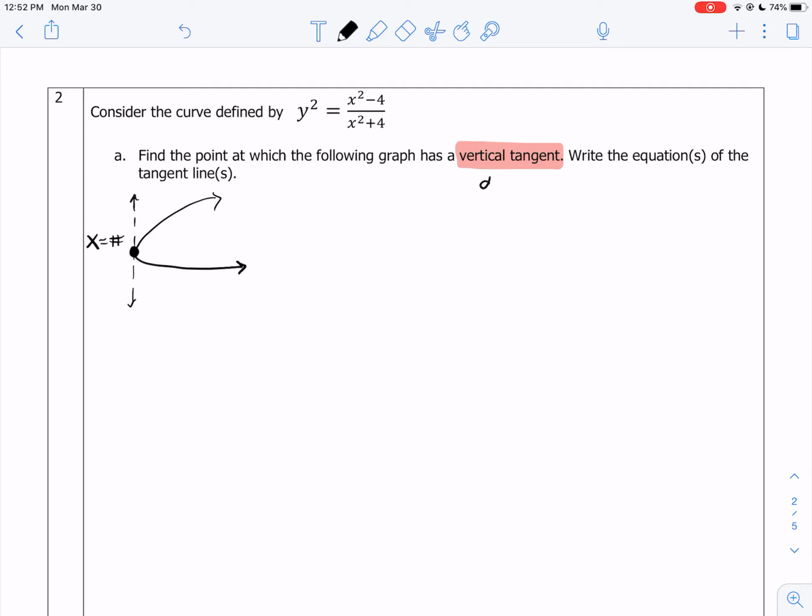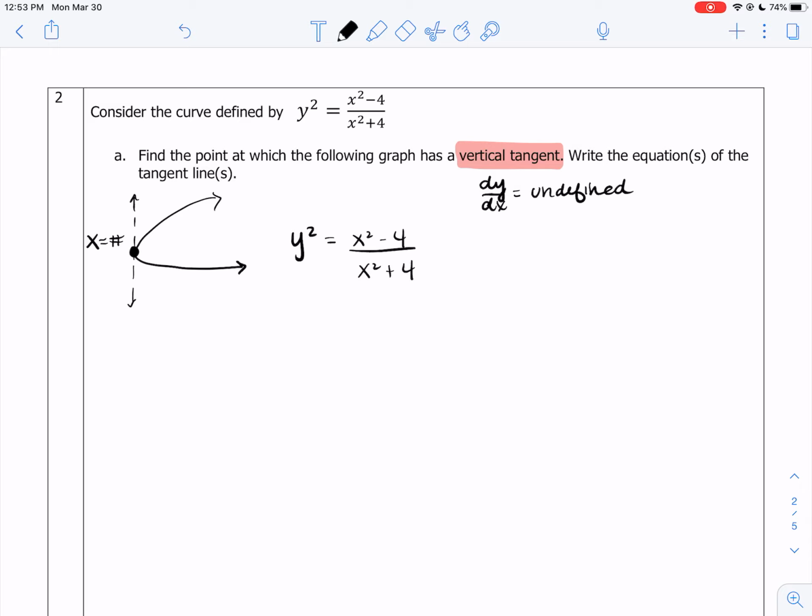If we want a vertical tangent, which means that our derivative has to be undefined, it's going to be very similar to finding when we have a horizontal tangent. First, we're going to see where our derivative is undefined, solve for those values for those variables, and then we just need to check if those coordinates actually lie on the graph. So let's start with y squared equals x squared minus 4 over x squared plus 4. First, let's find our derivative.